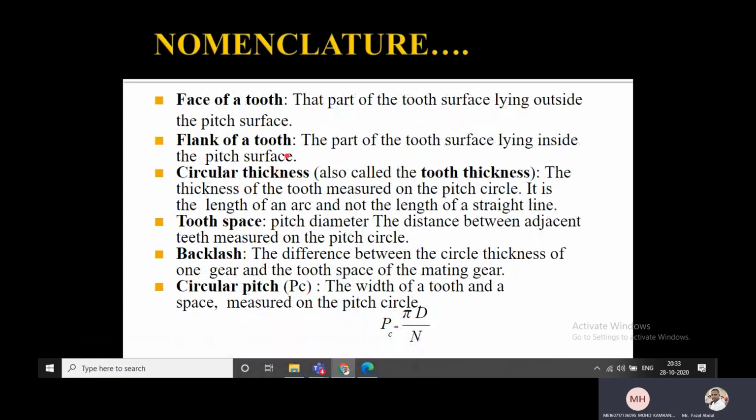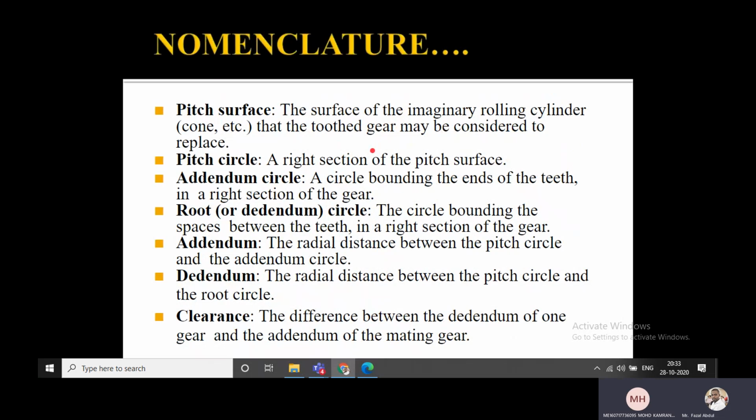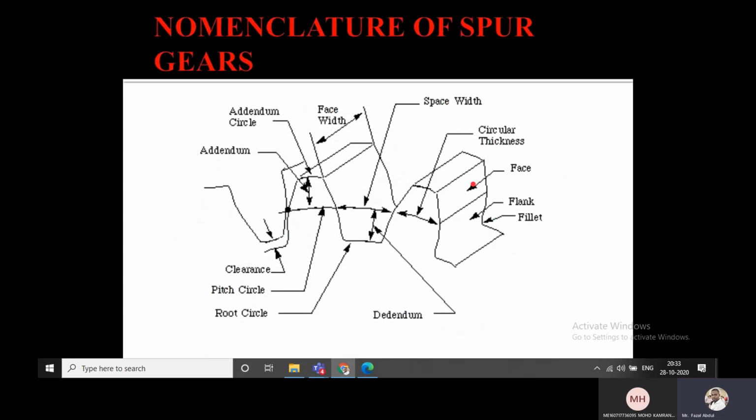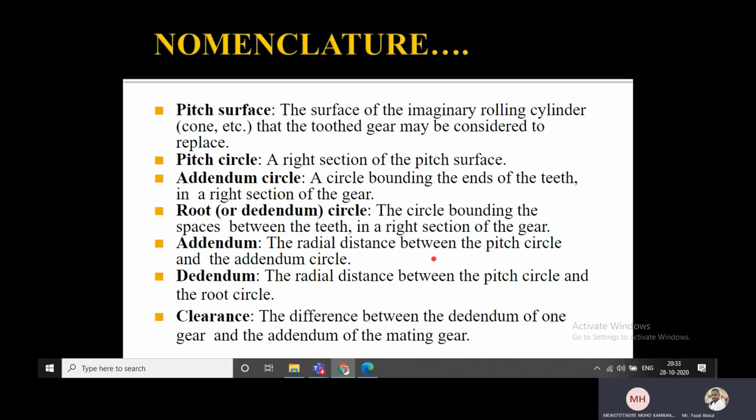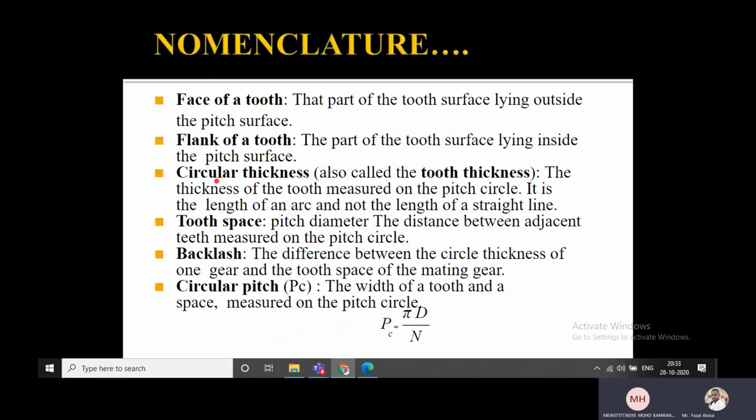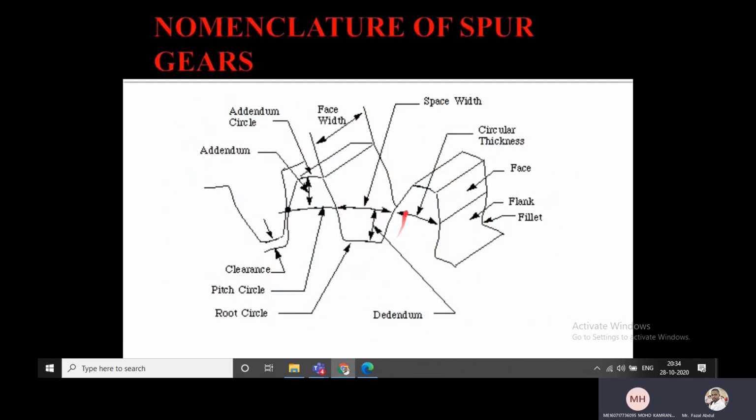Face of the tooth is the part of the tooth face lying outside of the pitch surface. This surface is known as the face, this surface is known as the flank, and this portion is known as the fillet. Tooth space is the distance between the two teeth. Whatever distance is appearing here, this distance is the tooth space.